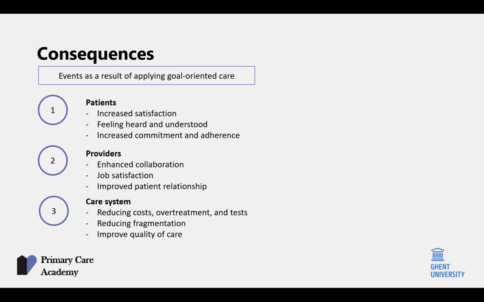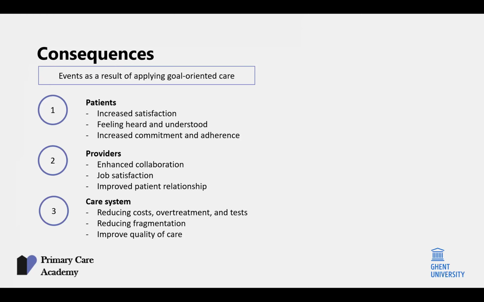And if I go on to the consequences for the care system, we see that there is a main focus on reducing costs, over-treatment and fragmentation, again, because care is organized based on what the patients want and what their wishes and preferences are. So in some cases, it could lead to reducing costs, tests, and treatments.